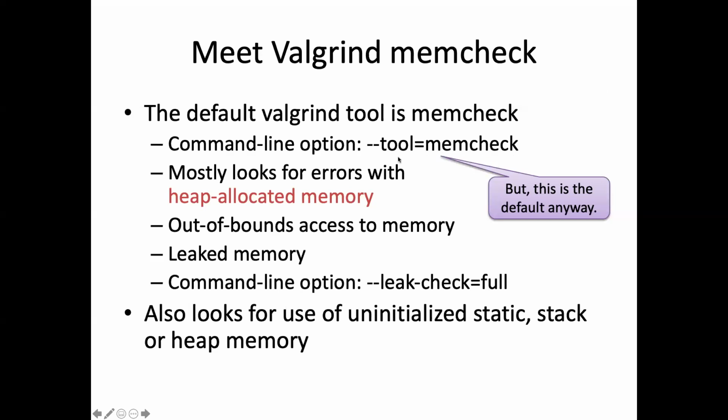This enables the memcheck tool as you're running. What does the memcheck tool do? It mostly looks at heap allocated memory. Every time you allocate space for heap memory, it remembers where that space starts and ends. And then every time you access a memory address, either within that space or near it, it checks to see if it's inside that space.